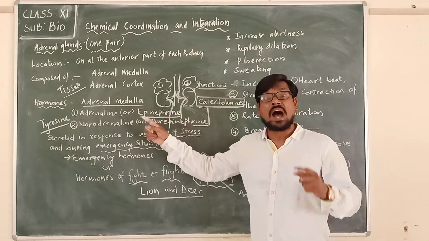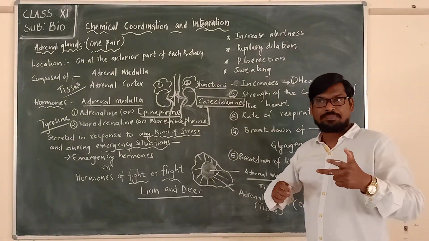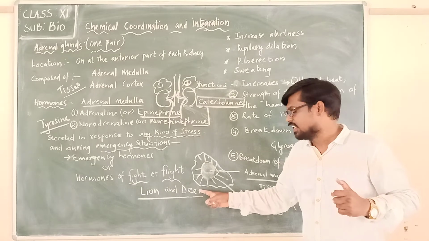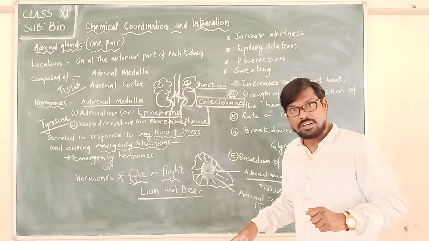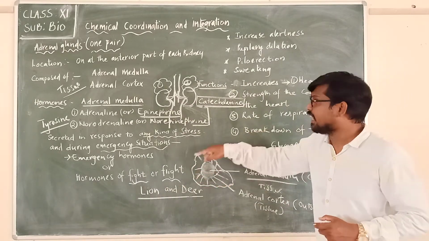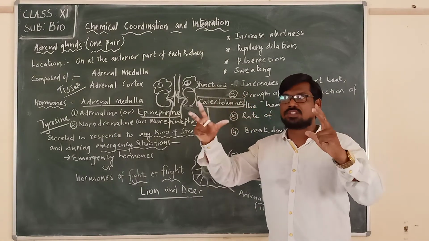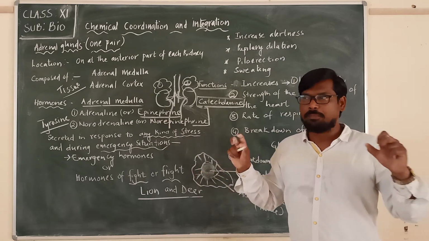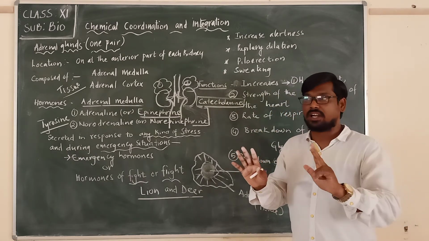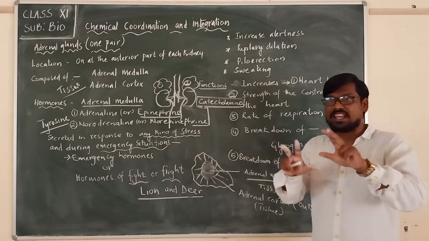Now generally, when these two hormones are produced, they increase alertness and consciousness. They will be very conscious and alert. When the lion is trying to chase and hunt the deer, it will be very alert. At the same time, the deer will also be very alert so that it will not be caught by the lion. So in both cases, there is an increase in alertness. And there will be pupillary dilation, meaning the pupils will be enlarged so that they can see everything happening in and around them clearly, for clear visibility.